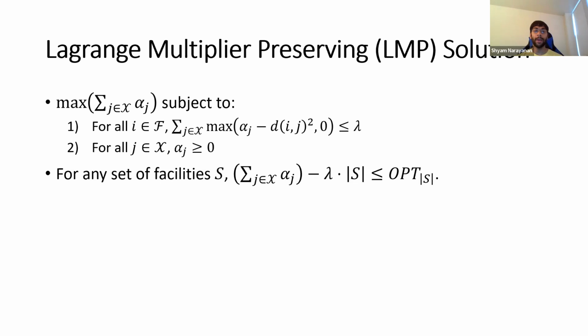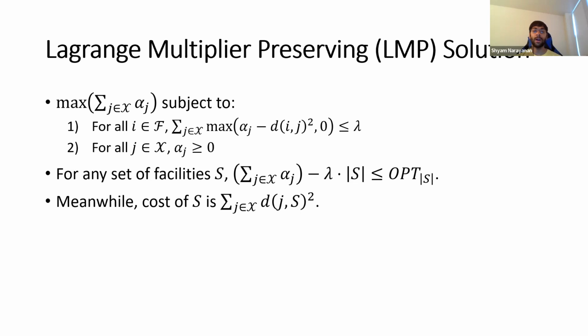So I've just rewritten the LP here. A very important property of this LP is that for every set of facilities S, the sum of the alpha_j's minus lambda times the size of S is at most the optimum size-|S| means solution. In other words, even if S does not have size k, this linear function of the dual variables is at most the optimum solution where you only allow at most |S| clusters.